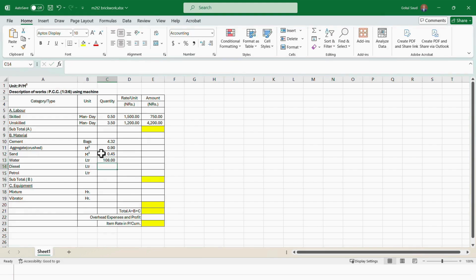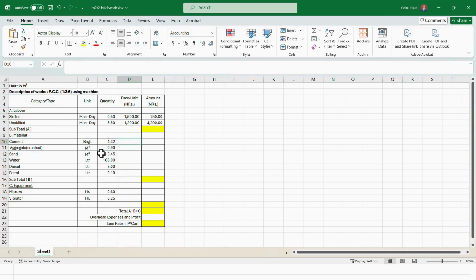108. And normally for these kind of work, the diesel, it's 3 liters, and the petrol is 0.10 liters, and this you need for the mixer and for the vibrators. All right, so the mixer for number of hours required is around 0.60, and this comes from the standard document. I'm not making this up. Okay, so these are the quantities, right?